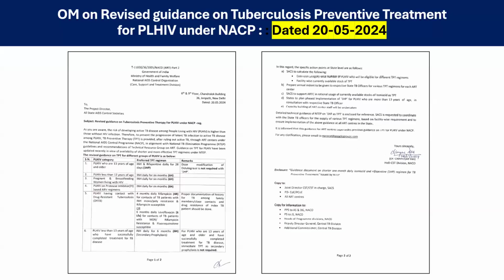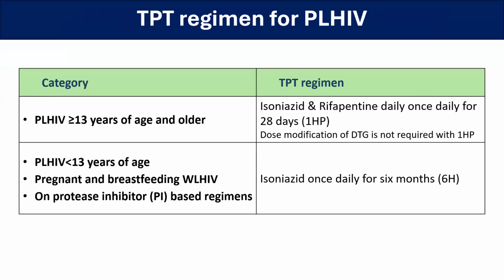Now we go into the PLHIV categories, who are eligible for 1HP or the different categories of tuberculosis preventive treatment under the revised guidance. Category 1 is PLHIV who are 13 years of age or older. The regimen to be given is 28 days of 1HP, which contains isoniazid and rifapentine once daily for 28 days. We don't need any dose modifications with this particular 1HP TPT regimen.